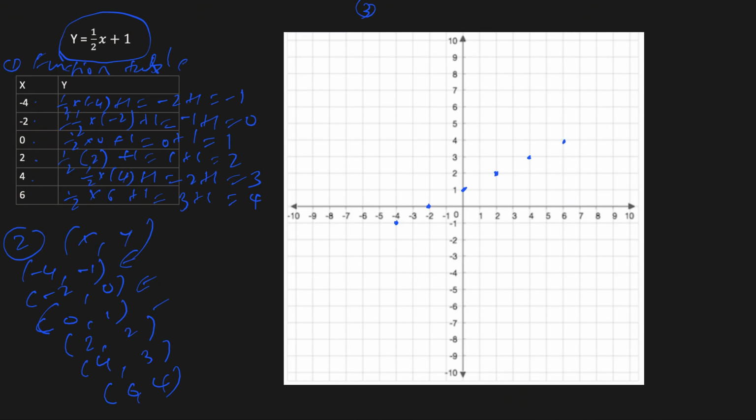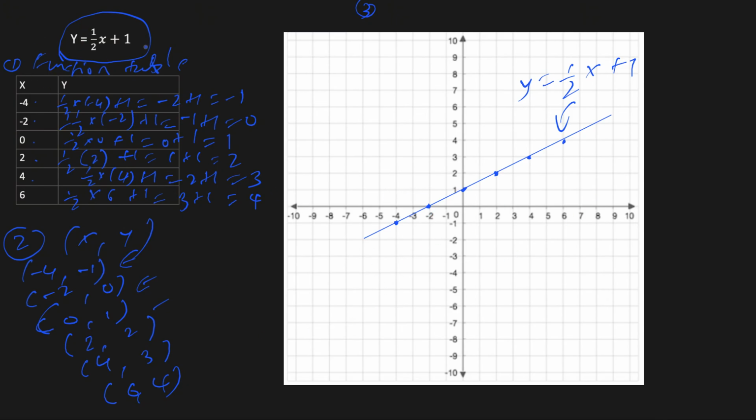And now we will make a line that passes through each of these points, and we can extend this. Okay, so back to my pen now. So this line has an equation y equals half x plus 1. So that's how you plot a line.